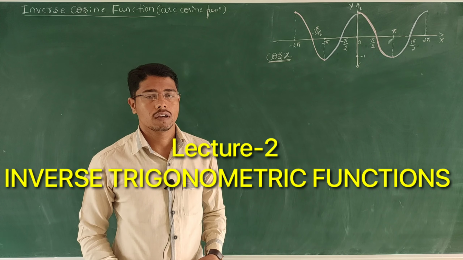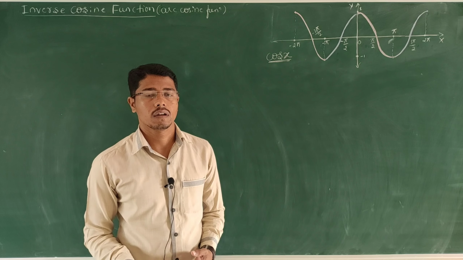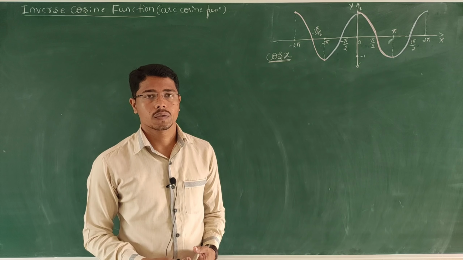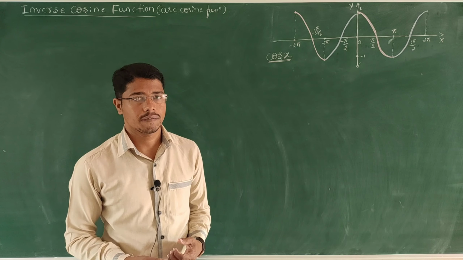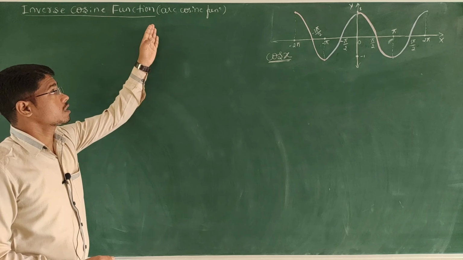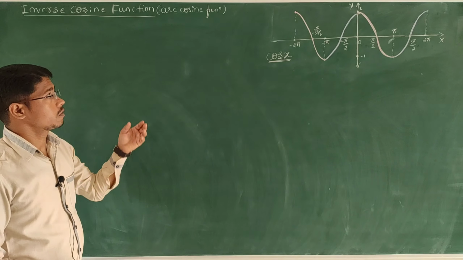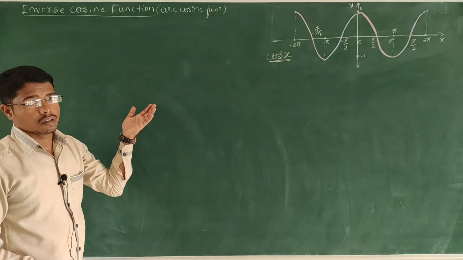So let us continue the inverse trigonometry functions. In yesterday's class we learnt about the inverse sine function. Okay, so now next we move to the inverse cosine function. Inverse cosine function is also called the arc cosine function. First, I will briefly explain the cos function.